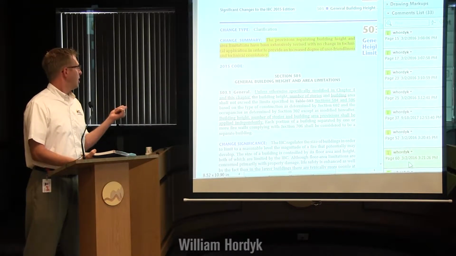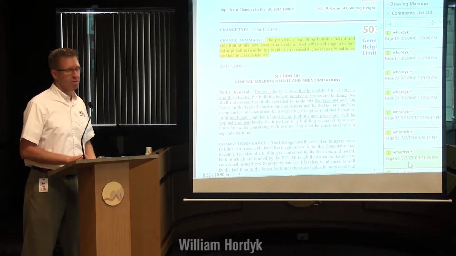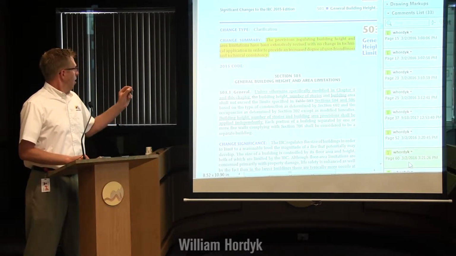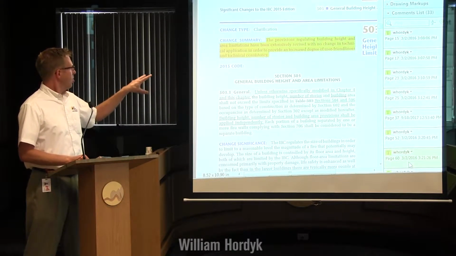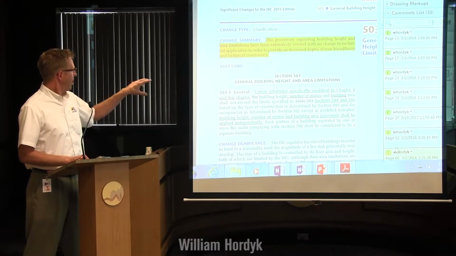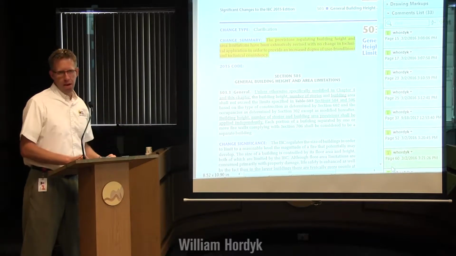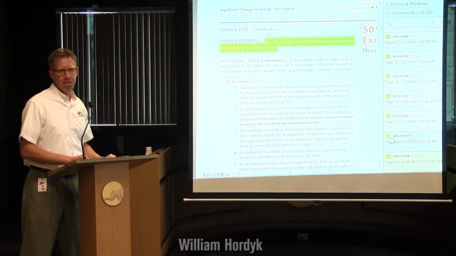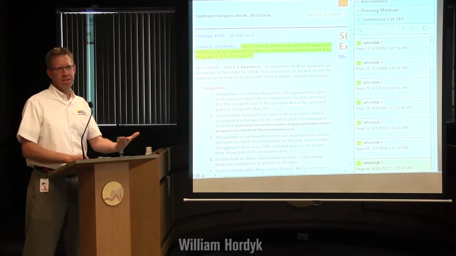Chapter 5, the tables revision, regulating building height and areas. Basically, I don't read this. The provisions regulating building height and area limitations have been extensively revised with no change in technical application in order to provide an increased degree of user friendliness and technical consistency. Somebody couldn't do math, and so they decided it all had to be in a table rather than having a concise formula for how you get to building height and area.